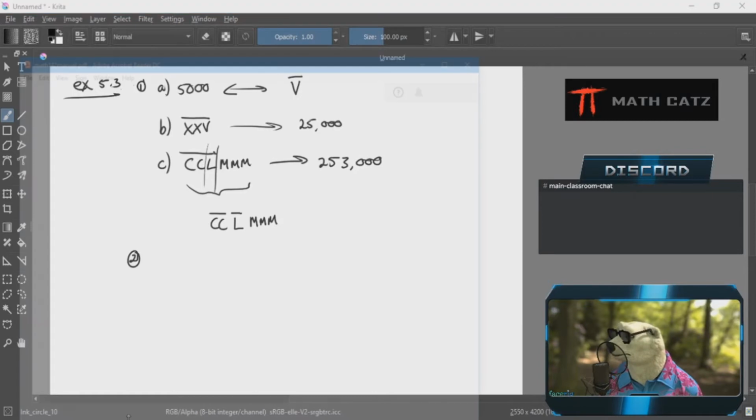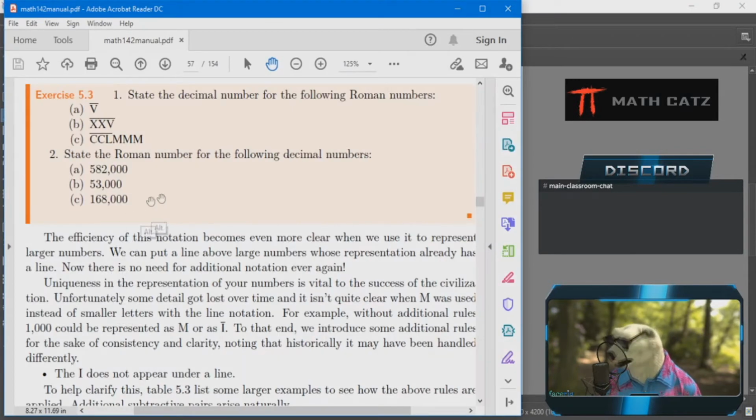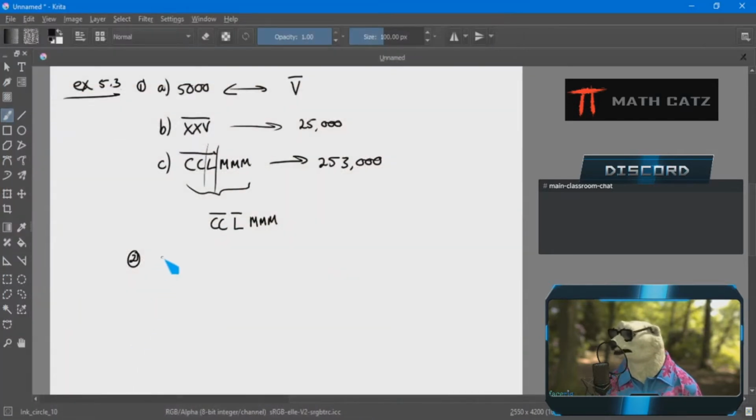All right, let's go to number 2. Now we go and convert the other direction. 582,000. So now you can do, I'm just going to represent 582 because I'm super comfortable with it and it's not a problem. And there we go, easy peasy. Whoops, not that one.